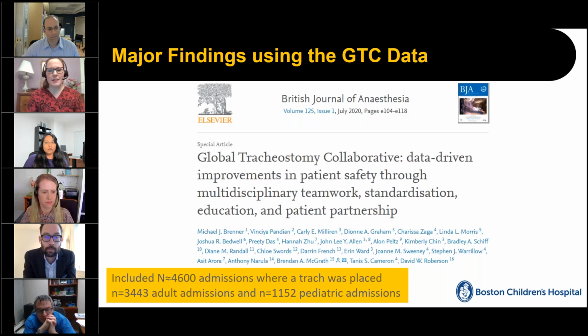In 2019, the database committee undertook a large collaborative effort to analyze data from approximately 30 member hospitals that had been entered into the database through the end of 2018. And this was published in the British Journal of Anesthesia last year. We focused on primary admissions where tracheostomy had been placed for both adult and pediatric patients. We included nearly 4,600 admissions. Most of those were adults, around 75%. And I'll highlight some of the major findings from that paper here.